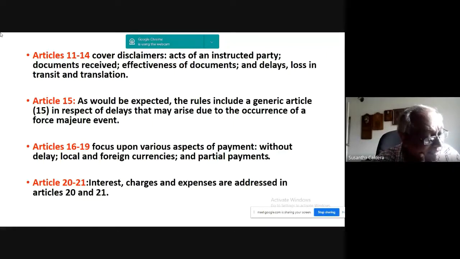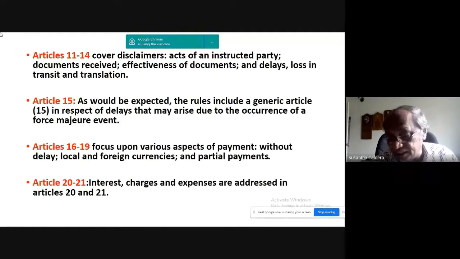Articles 17 and 18: it is necessary for remitting banks to be aware that there are exchange control regulations in various countries, right? Which may mean that any payment made by the drawee can only be remitted after appropriate exchange control approval, right? Okay.